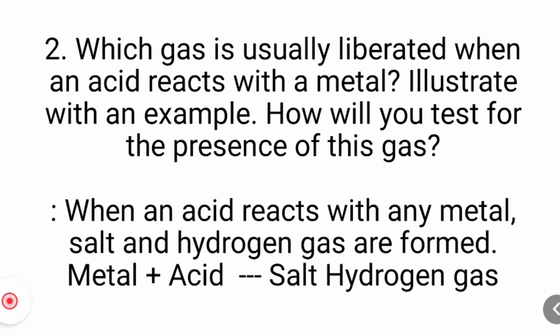Number 2, which gas is usually liberated when an acid reacts with a metal? Illustrate with an example. How will you test for the presence of this gas? When an acid reacts with any metal, salt and hydrogen gas are formed. The equation is given.